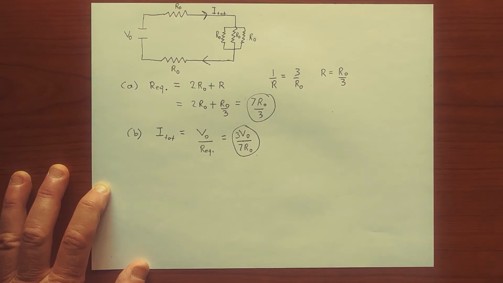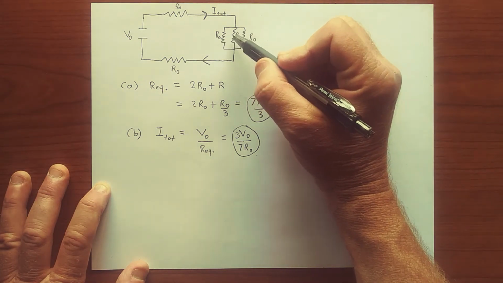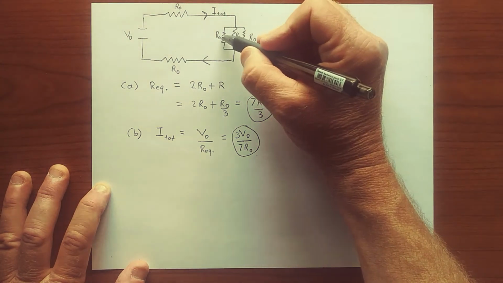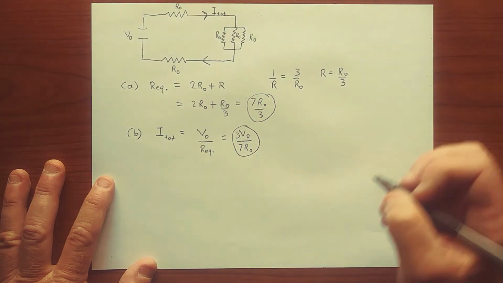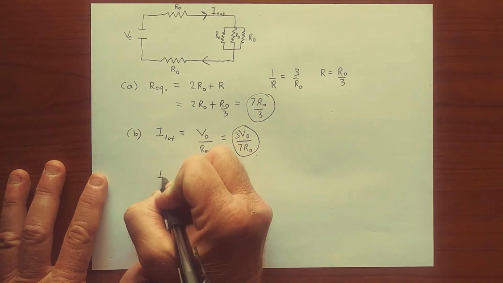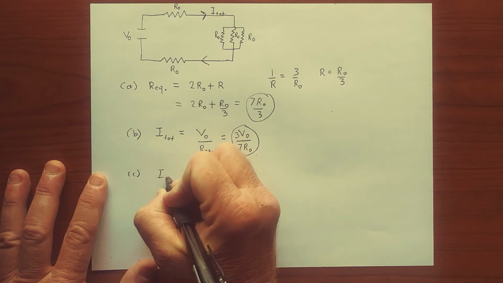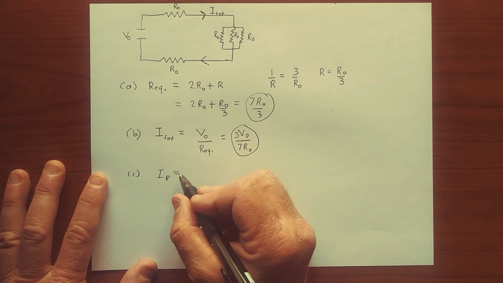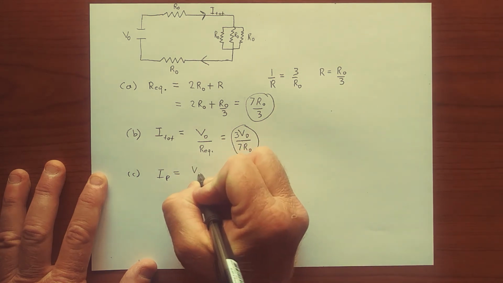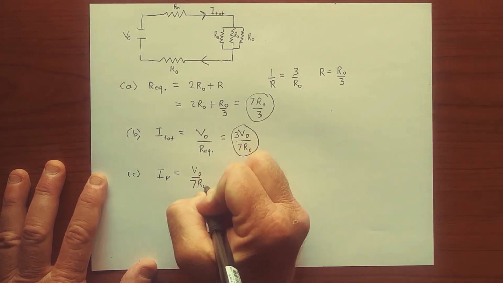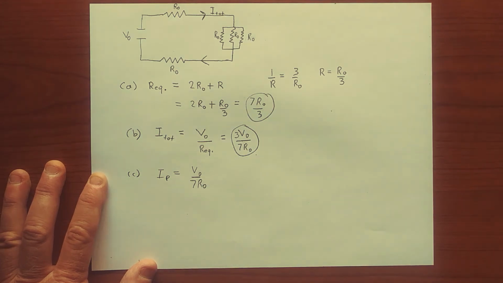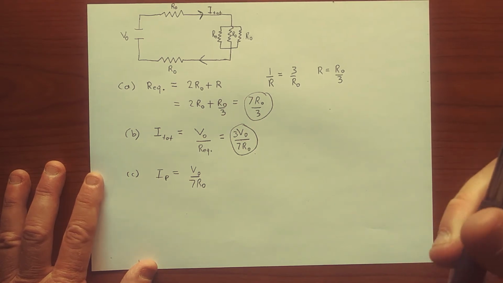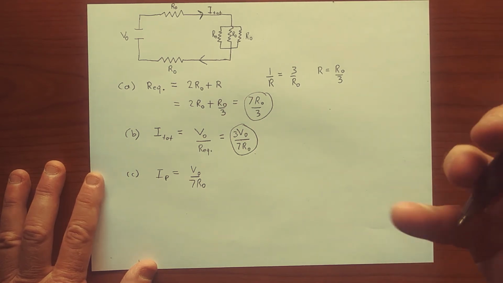And of course, because we have the same values of resistance in all of these resistors that are in parallel, we know that the current through each resistor in parallel, let's say IP, must receive a third of this, must be V0 over 7R0. And let's check that by using Ohm's law and conservation of energy.